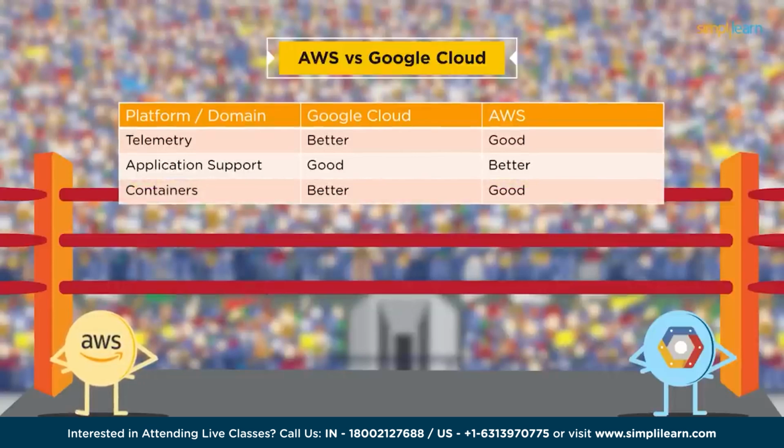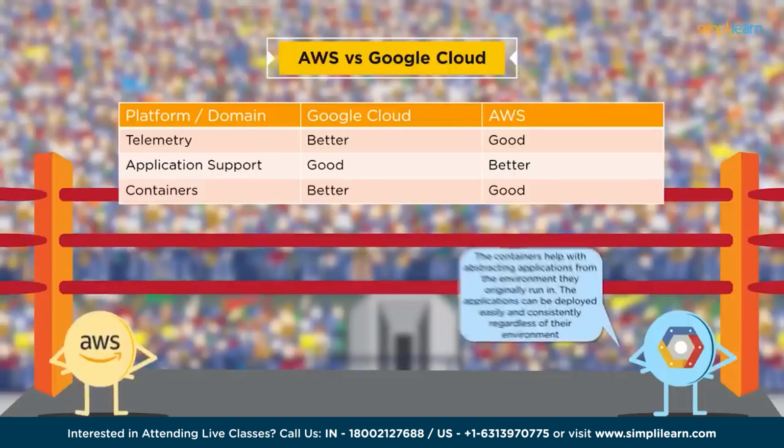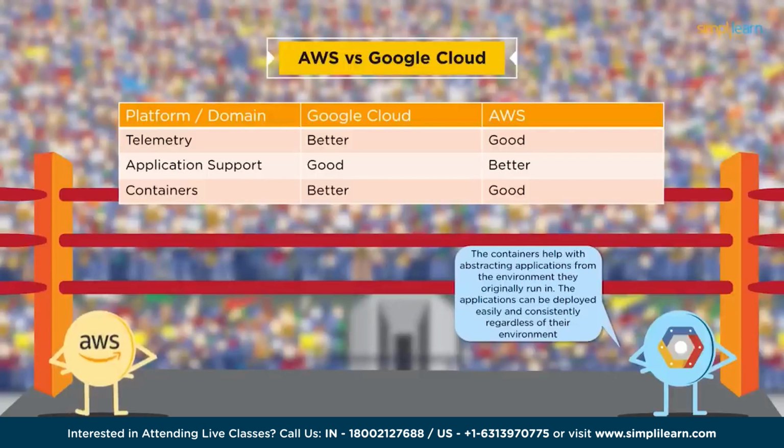Containers are better with GCP. A container is a virtual process running in user space. As Kubernetes was originally developed by Google, GCP has full native support for the tool. Other cloud services are just fine-tuning a way to provide Kubernetes as a service. Also, containers help with abstracting applications from the environment they originally run in. The applications can be deployed easily regardless of their environment.